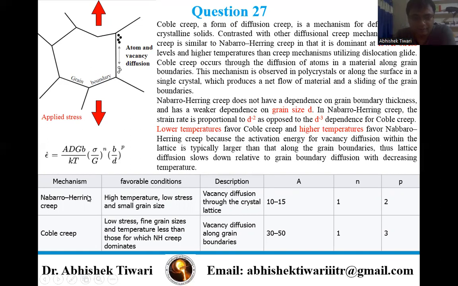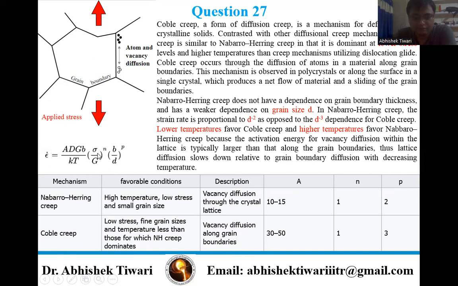Now, if we compare these two creeps, that is Nabarro-Herring creep and Coble creep, the favorable conditions for Nabarro-Herring creep are high temperature, low stress, and small grain size, and the favorable conditions for Coble creep are low stress, fine grain size, and temperature less than those for which Nabarro-Herring creep dominates. In Nabarro-Herring creep, vacancy diffusion is through the crystal lattice, and in Coble creep, the vacancy diffusion is along the grain boundaries.